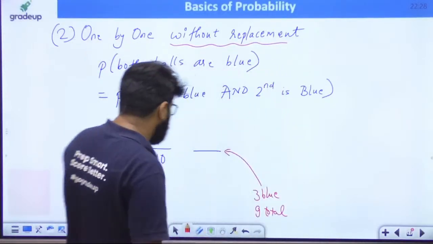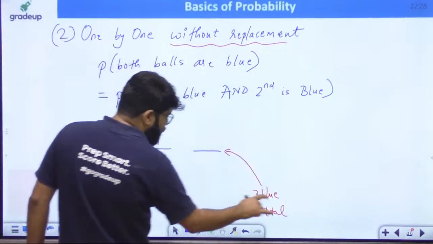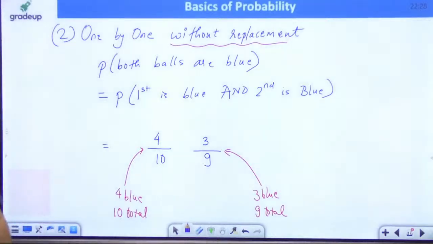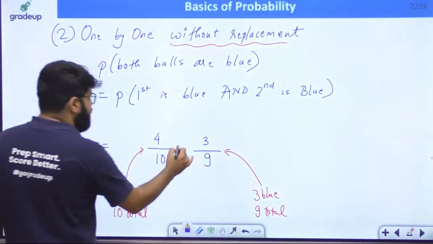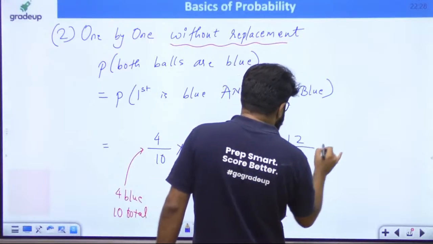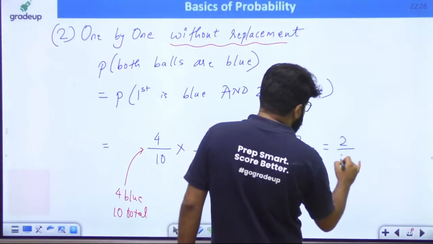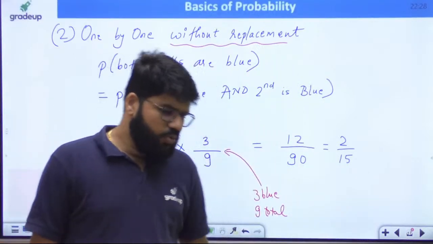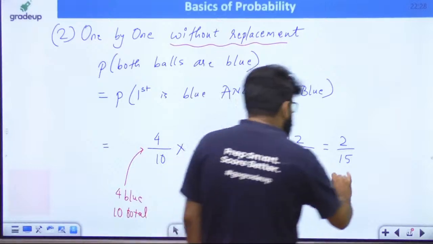It is in my pocket. It is not within the bag. So now what is the probability of drawing a blue ball again? 3 upon 9, favorable upon total. 3 by 9, multiply kiya. Answer aaya. 4 3s are 12, 10 9s are 90. If you cancel by 6, it becomes 2 divided by 15. That is the last answer.